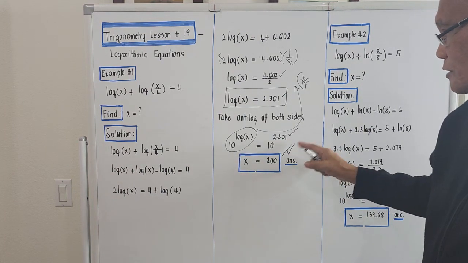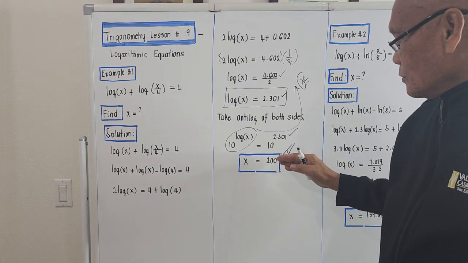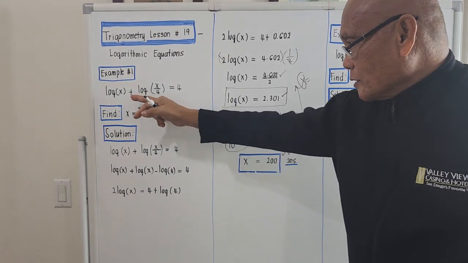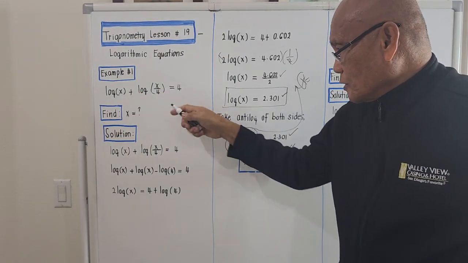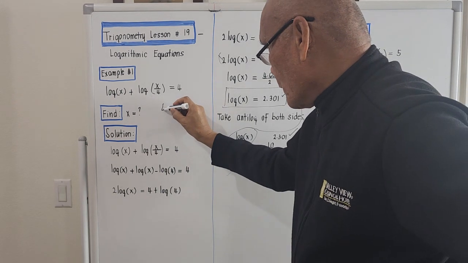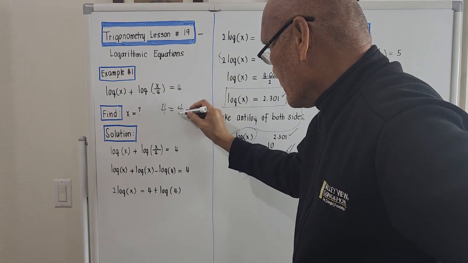If you try to check the validity of this one, get this value here, put it in the original equation, and what should come out is 4 equal to 4. True.